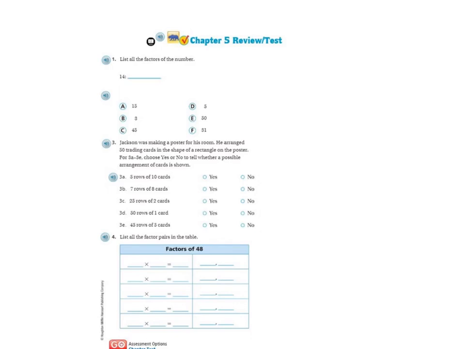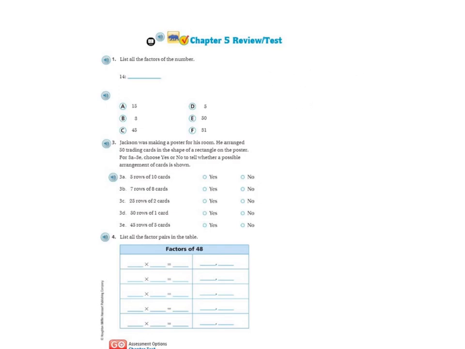List all the factors of the number. For those that may be a little fuzzy on factors, when I say what a factor is, I'm saying I have the number 14. I want to know what times what equals 14. There are many different ways to do that. Anytime you see a factor, all that's saying is I want to know how I can make up 14 using multiplication. What 2 numbers can I use?